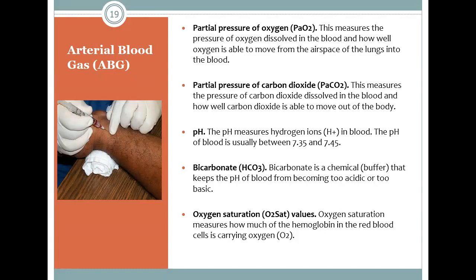Third is the pH, and we're literally measuring the hydrogen ions in the blood. And we, of course, want this to be between 7.35 and 7.45. Fourth is our bicarbonate, or HCO3 level. Bicarb is a chemical buffer that keeps the pH from becoming too acidic or too basic. So by measuring the bicarbonate level, we're looking to see how well the blood is able to refrain from becoming too acidic or too basic.